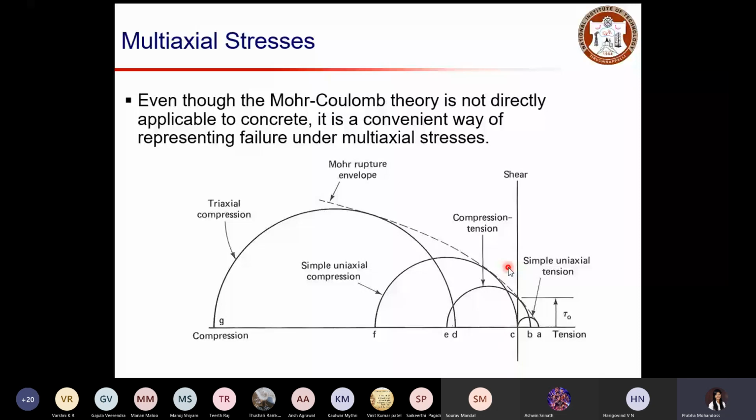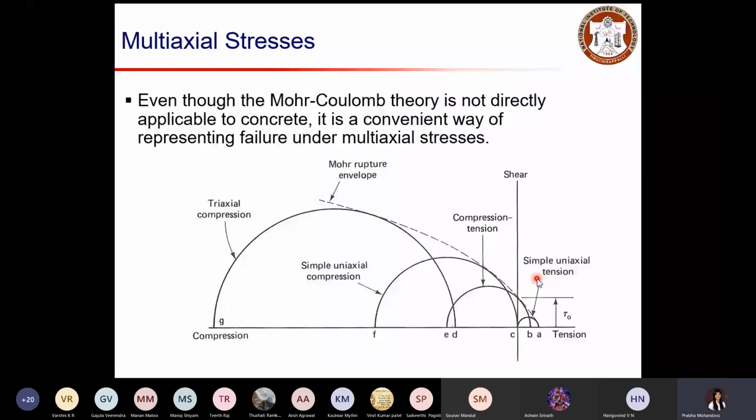If you want to do test for different combinations, then this Mohr circle will be helpful to get an idea about the stress state level. Okay, so this theory is not directly applicable to concrete, but it is a convenient way of representing failure under multi-axial stresses. So when you know your stress state, you can plot the Mohr circle to identify the stress state and the principal stress axis.